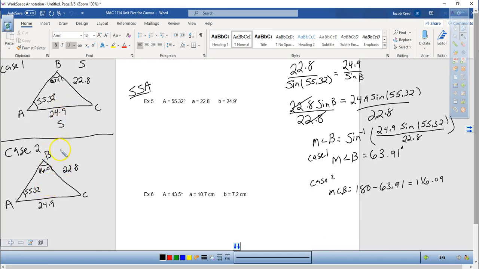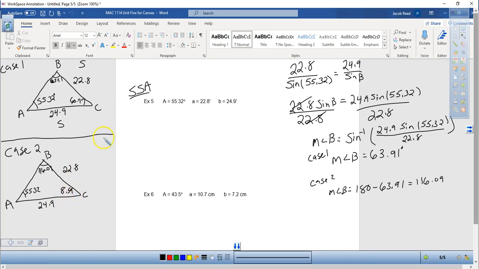Now, in both cases, we need to find out angle C. So in case 1, I'm going to do 180, subtract out the 55.32, and subtract out the 63.91. That leaves me with angle C being 60.77. In case 2, same thing, just using the different numbers. Subtract out 55.32, subtract out 116.09. That leaves me with this angle being 8.59.